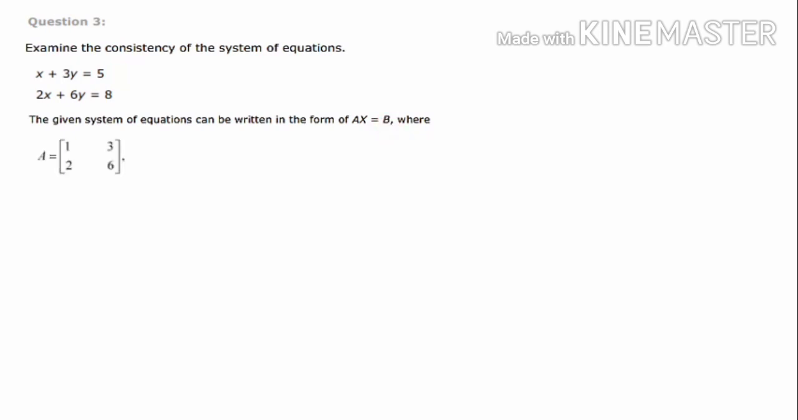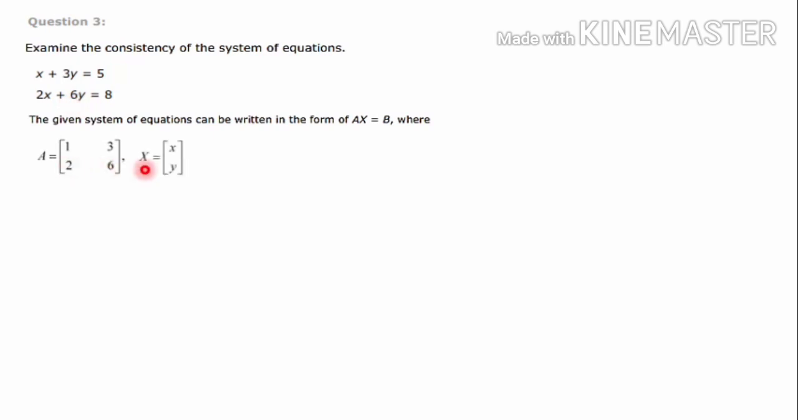Let's go for writing A, B and X. A is the coefficient matrix. Here in the first equation the coefficient of x is 1 and the coefficient of y is 3. So we have written 1 and 3 in the first row. And when we consider the second equation, the coefficient of x is 2 and the coefficient of y is 6. We have written that here as the second row.